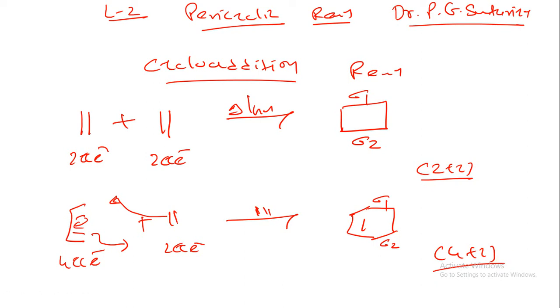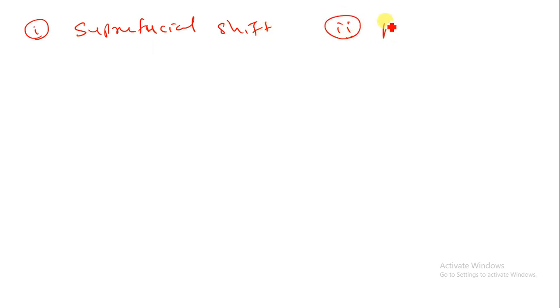Now how is this cycloaddition reaction formed? What is the mechanism of this cycloaddition reaction? So there are two types of modes in cycloaddition reaction. One is known as suprafacial shift, okay, and the second one is known as antarafacial shift. First one is suprafacial shift.